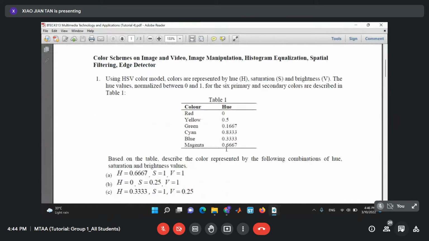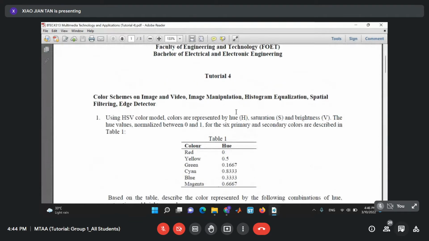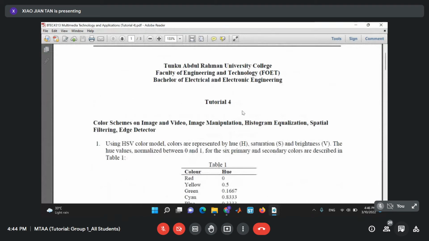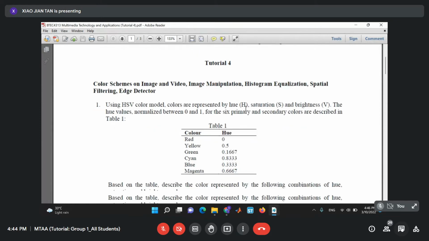Okay. We have yet to start, right? Tutorial 4. Okay. So this is tutorial 4, and I think I already uploaded tutorial 4 and tutorial 5 in the Google Classroom. So let's look into this one. Color scheme on image and video, image manipulation, image equalization, and spatial filtering edge detector.